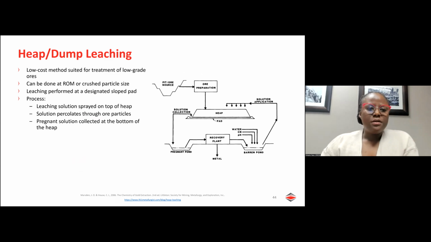Okay, heap and/or dump leaching. This takes place at a designated pad, which is normally sloped, and this is where your ore is stockpiled into a heap. A pre-conditioned leaching solution is typically sprayed at the top of the heap and allowed to percolate through the ore particles to dissolve gold. Then the pregnant solution collects at the bottom of the heap and is recovered from there and sent for further processing downstream.